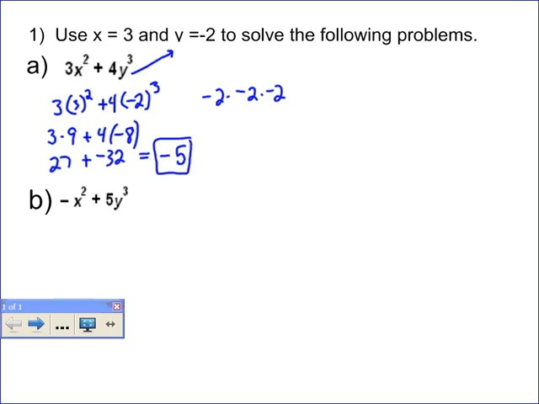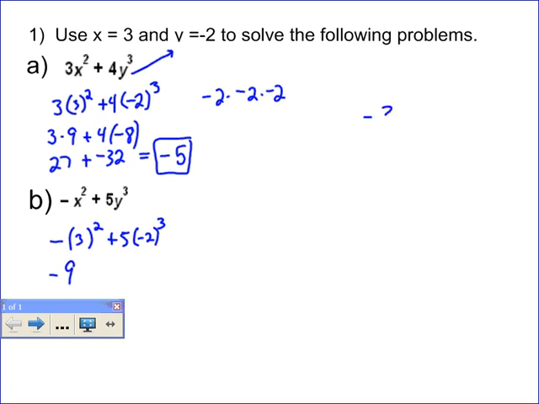The second problem, plug in 3 for x, so you get a negative 3 squared. Notice how I did parentheses again, which makes this problem particularly easy compared to what it is sometimes. And then plus 5, and again, you got negative 2 cubed. So 3 squared is 9, and then this negative is just multiplying, so it becomes negative 9.